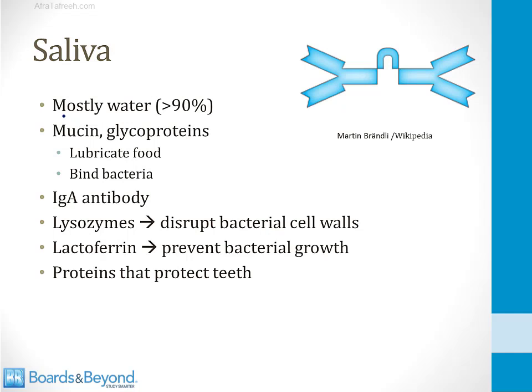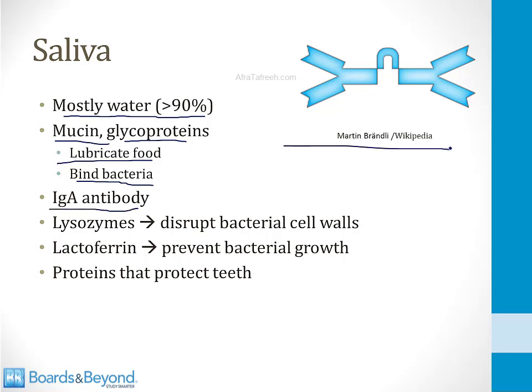Saliva is mostly made up of water. More than 90% of saliva is water, but it also contains other substances including mucin and glycoproteins. These help to lubricate your food so that it can pass into the stomach. They also bind bacteria to prevent infections. From an immunology point of view, you should know that saliva contains a significant amount of IgA antibodies.